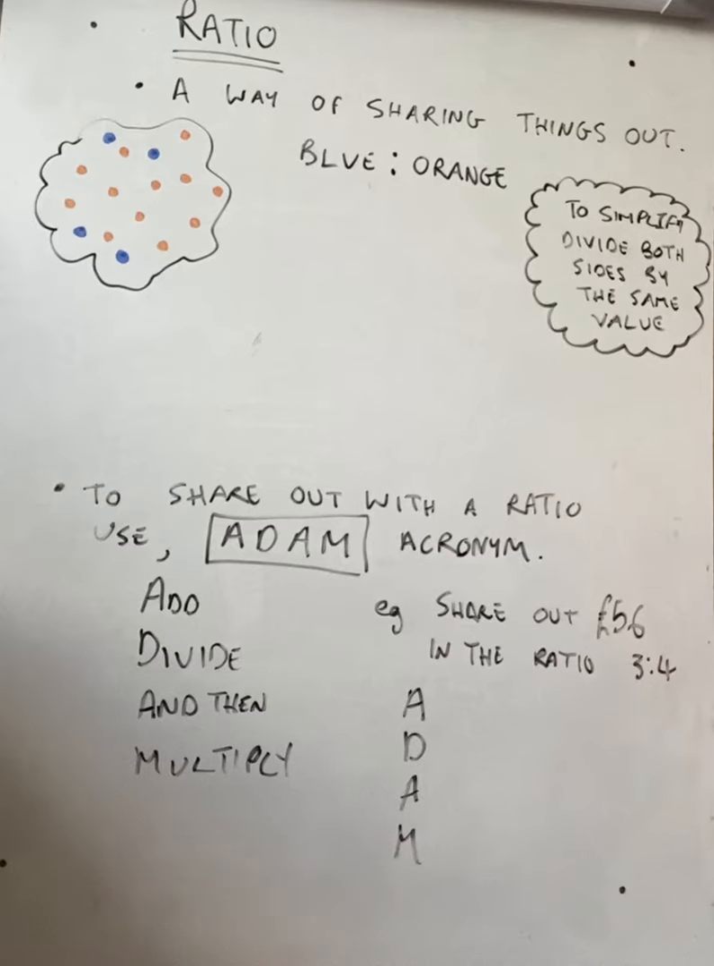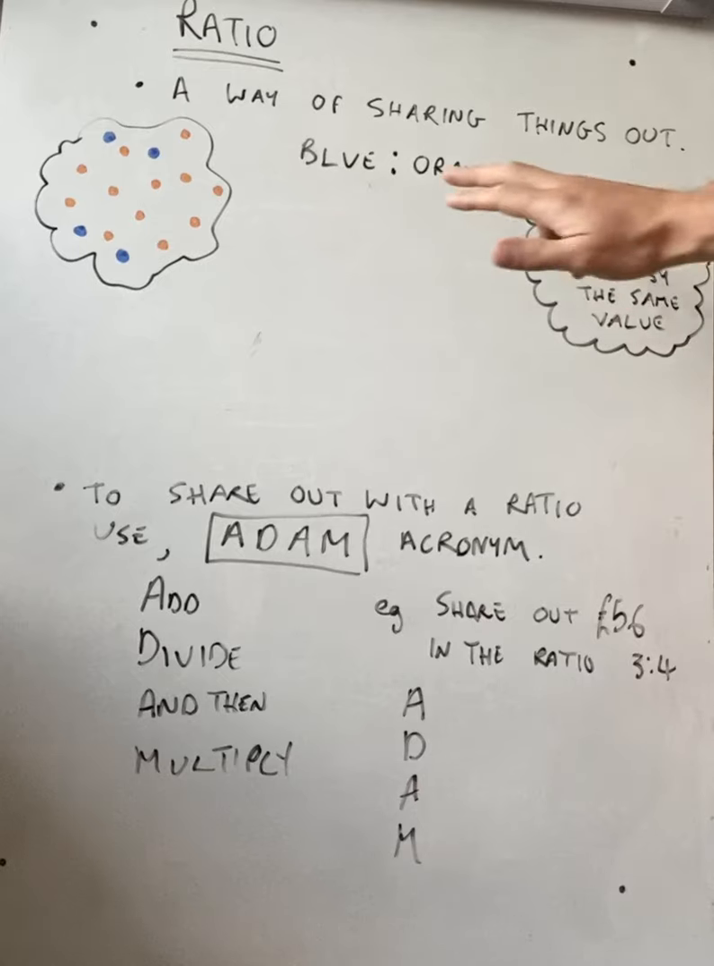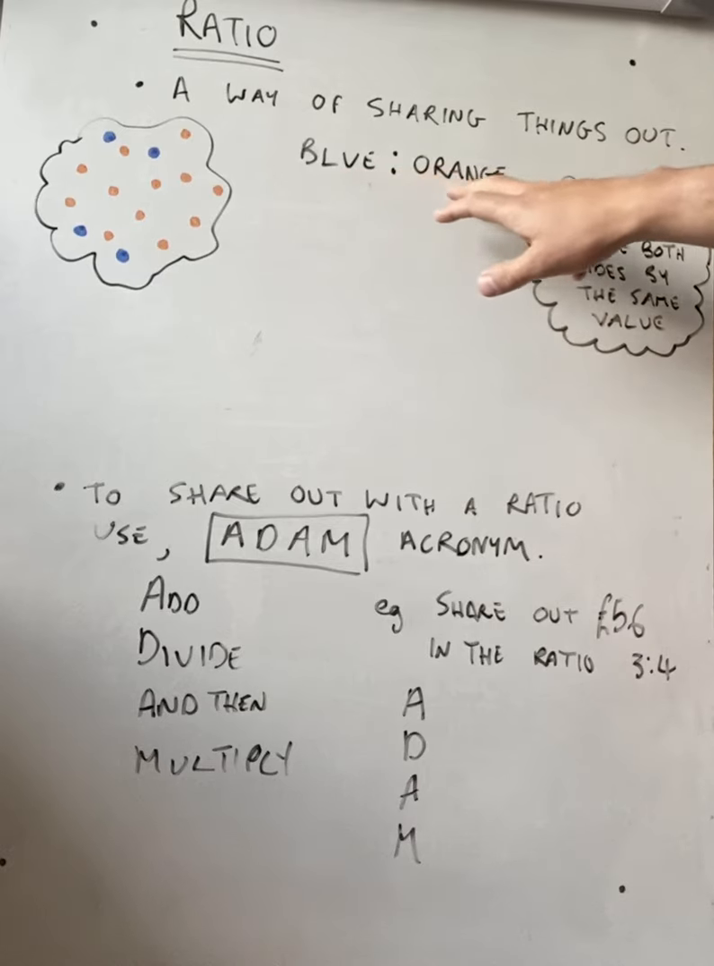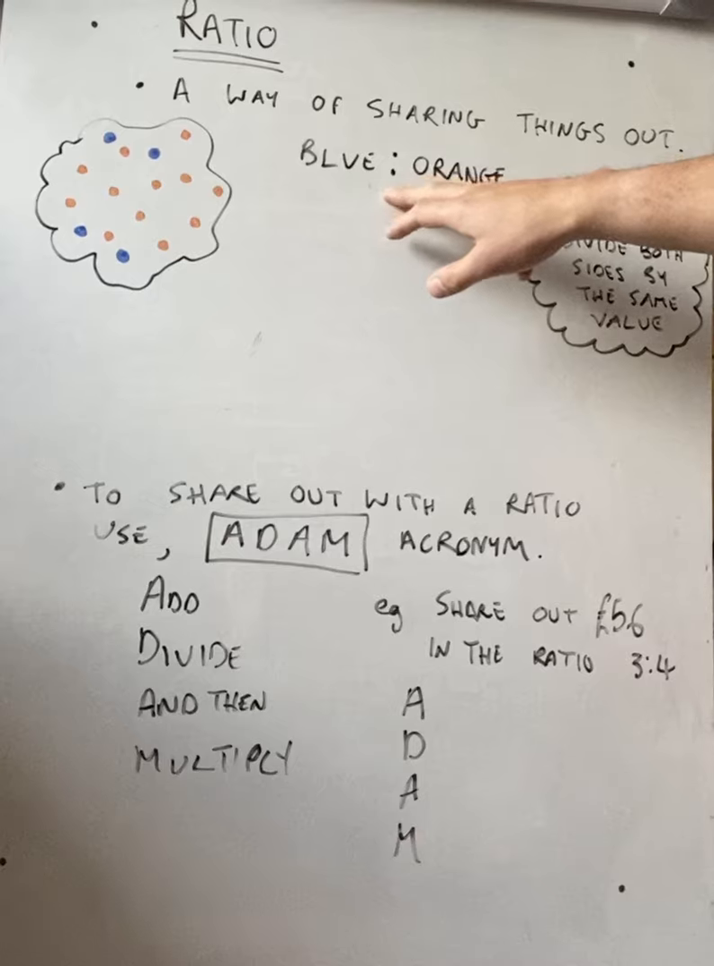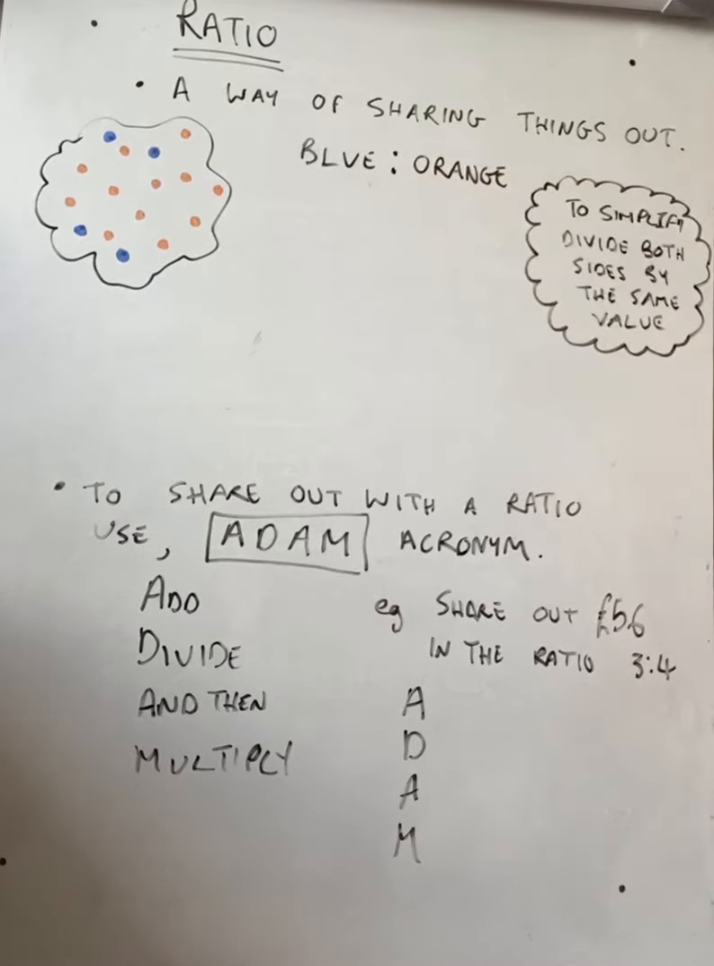So today's lesson is all about how we use ratio. What a ratio is, it's a way of sharing things out. So if you look at the sentence here, we've got blue, orange. That means the number of blue for every the number of orange, okay?